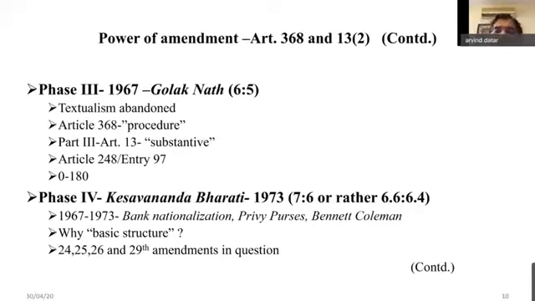Now, please see the background. There is a very, very interesting run-up to this Kesavananda Bharati case. Please look back at history. From 1967, from Golaknath to Kesavananda Bharati, what happened? 1969, you struck down bank nationalization. 1970, privy purses went. 1973, Bennett Coleman went. All these cases were struck down.